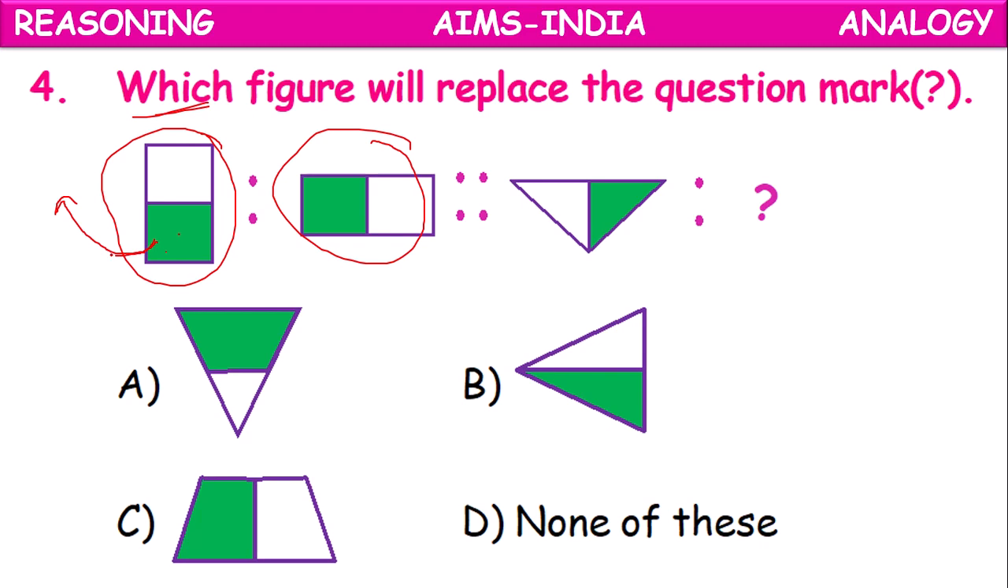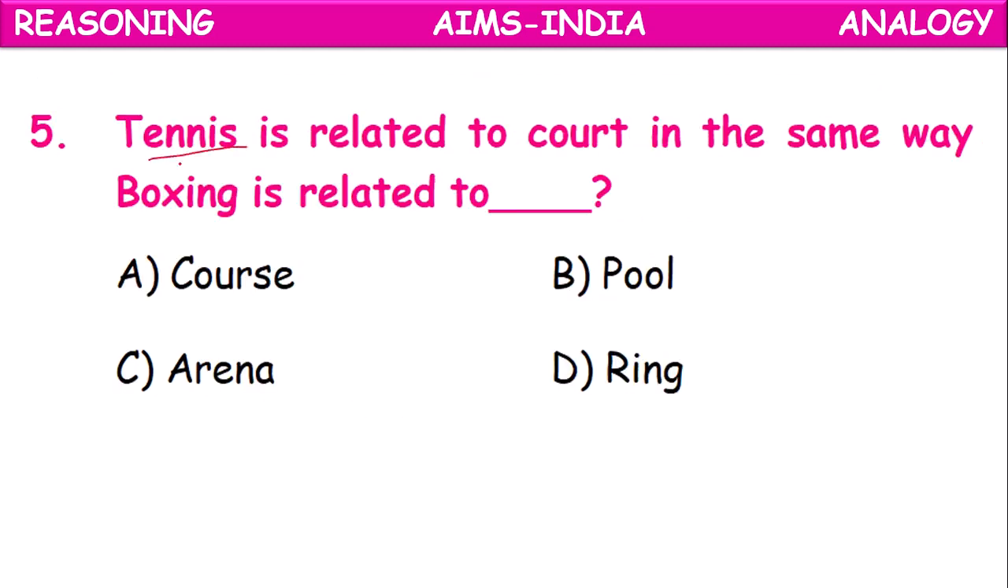So which figure replaces the question mark? This shape is turning like this, means it is turning in clockwise direction. When turned in clockwise direction, the shaded part went to left corner. So it is in right corner. When it is turned clockwise direction, this part will come to downside part. So option B is correct.